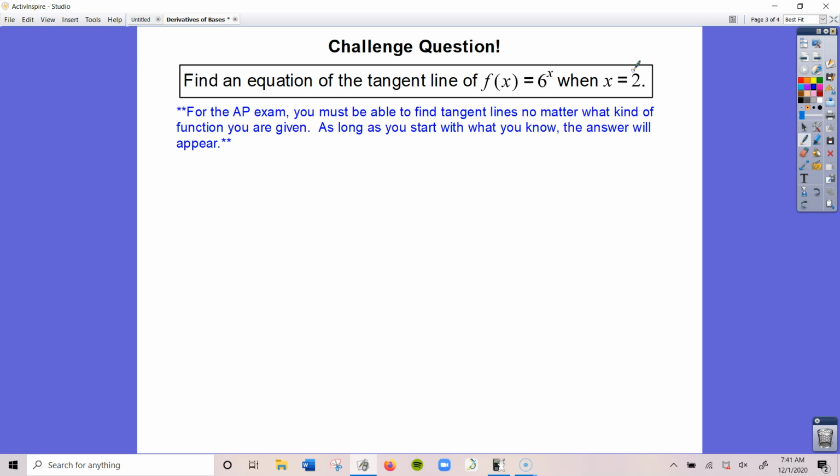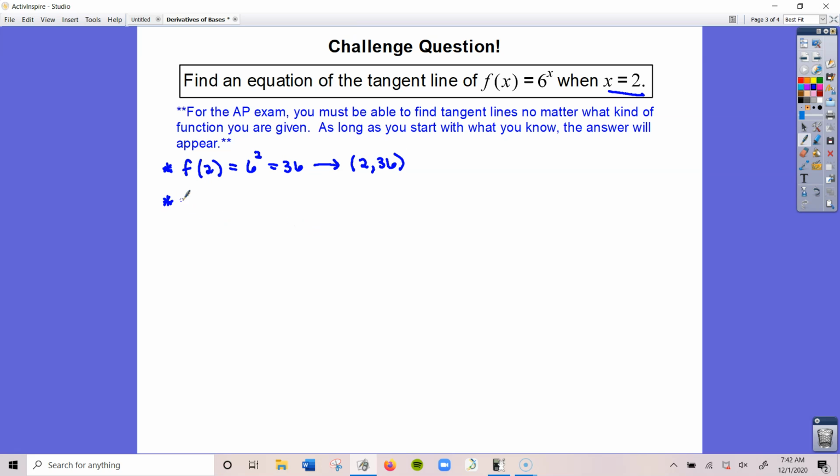So we always start with the same thing. When you're finding the equation of the tangent line, we need two things. We need the point of tangency and we need the slope of tangency. So first I'm going to go ahead and find the point of tangency. In order to do that, I need to plug in x equals 2 into my function. So I am going to look for f of 2, which is going to equal 6 squared, which is 36. Therefore, my point of tangency would be (2, 36).